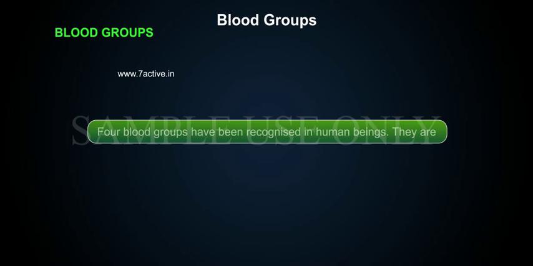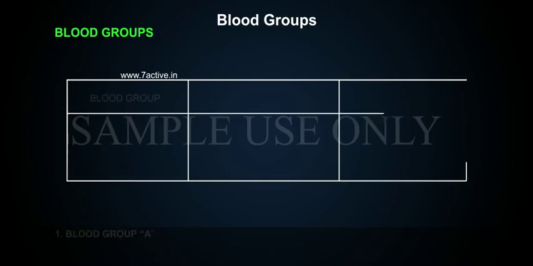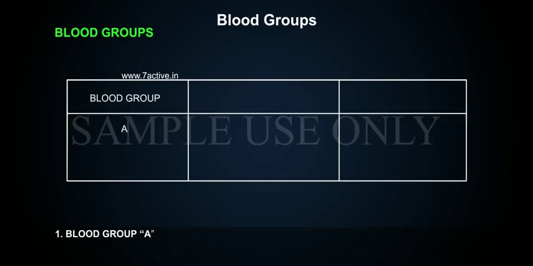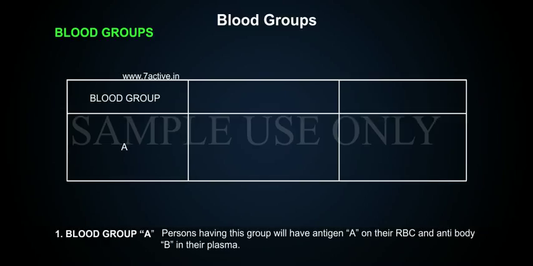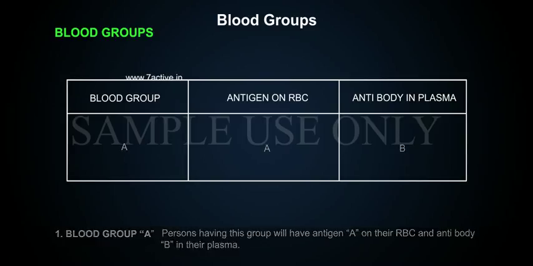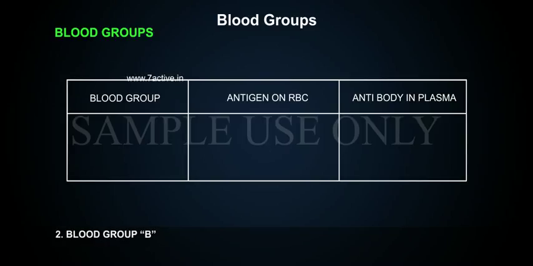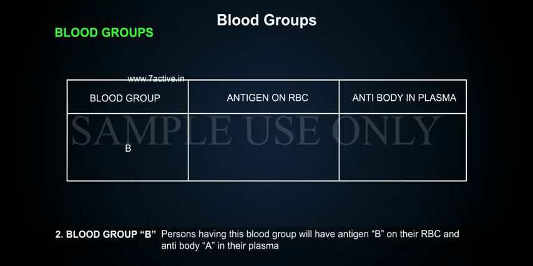Four blood groups have been recognized in human beings. They are: 1. Blood group A. Persons having this group will have antigen A on their RBC and antibody B in their plasma. 2. Blood group B. Persons having this blood group will have antigen B on the surface of RBC and antibody A in the plasma.